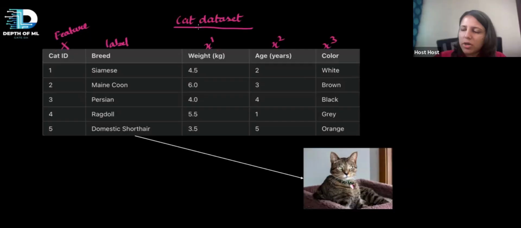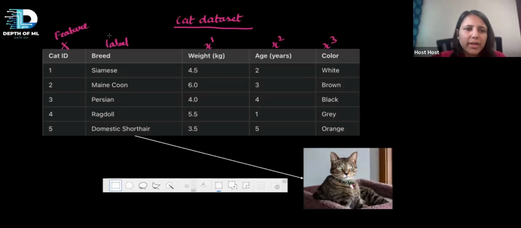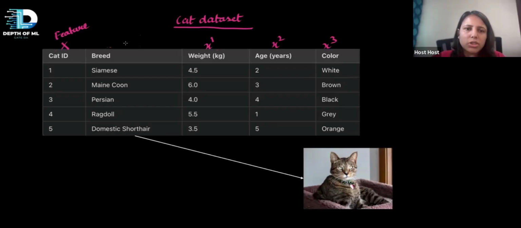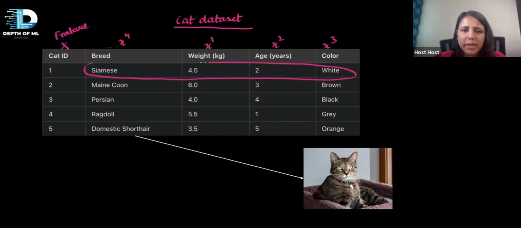Now suppose that this is not a label, and this is also a feature. This will become X4. It doesn't matter in what order I write it. It's X4. So I have 4 features, right? Now this is basically a feature vector. Along with the label, it will be a feature vector.